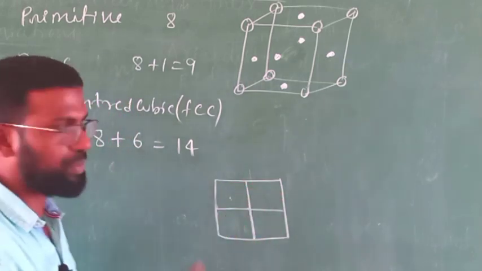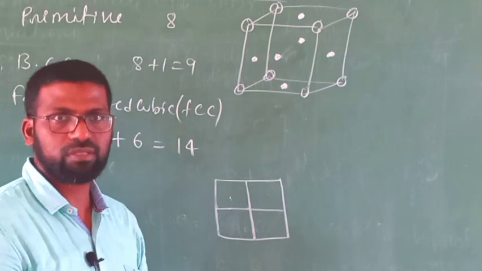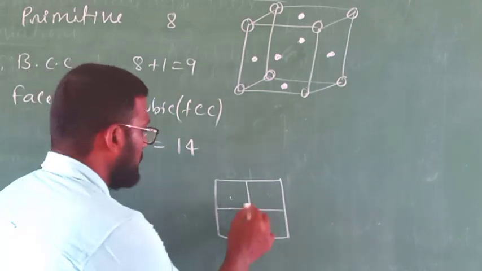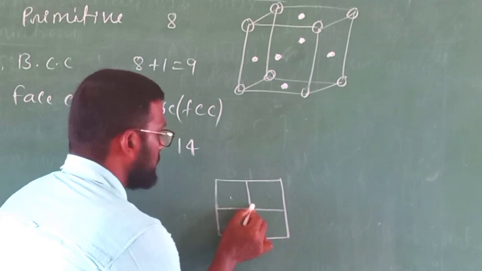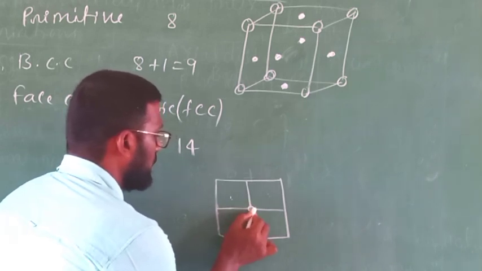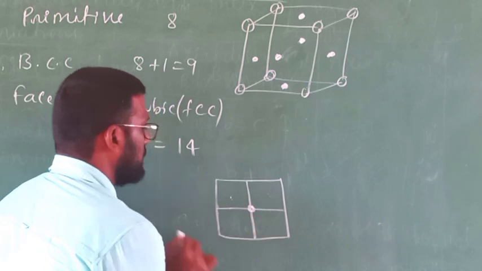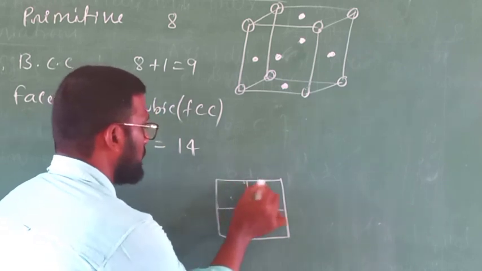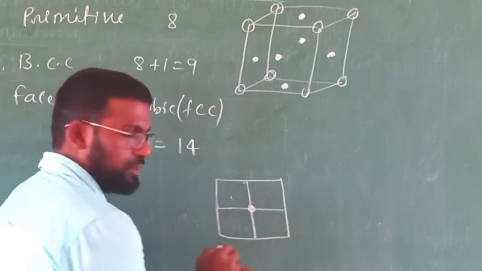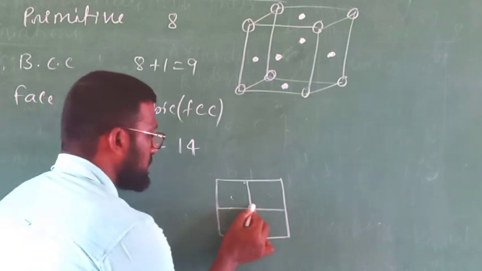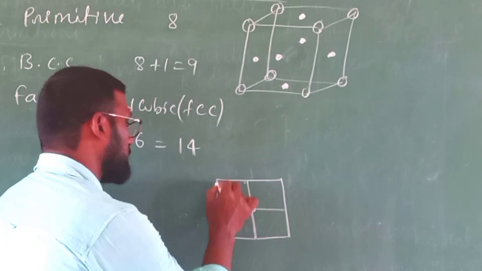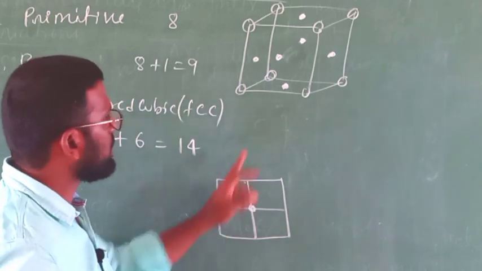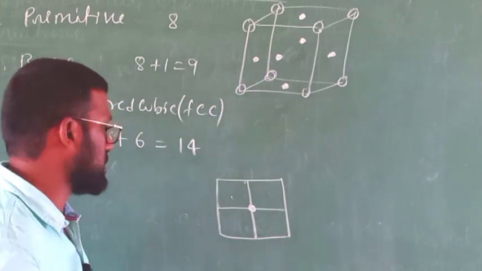How many unit cells have I represented here? 4 unit cells. Right. Next, these are the corners. This is the corner particle. This also is a corner. This one also is a corner. For instance, I am considering this corner. These are the edges, 1, 2, 3, 4. Each unit cell has 12 edges, as we have discussed.